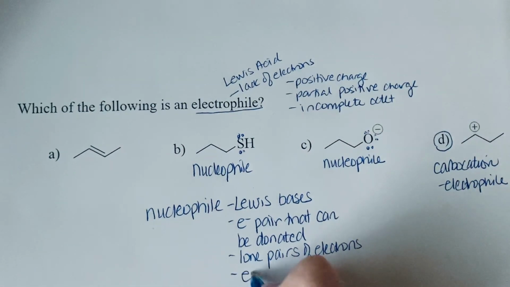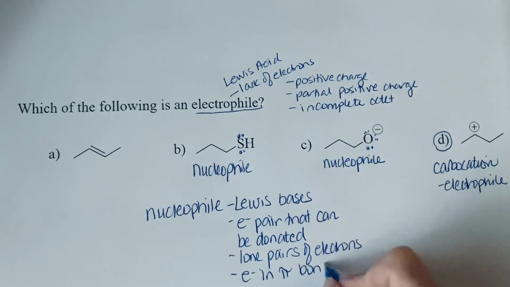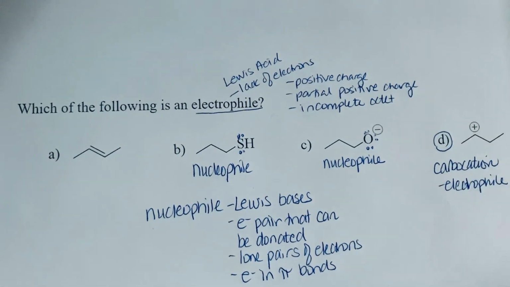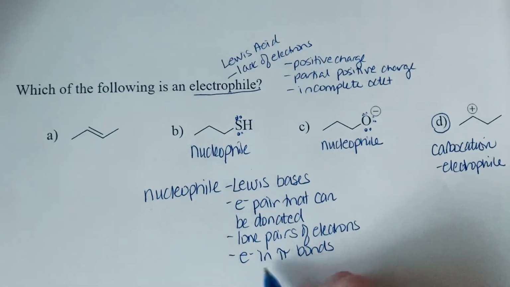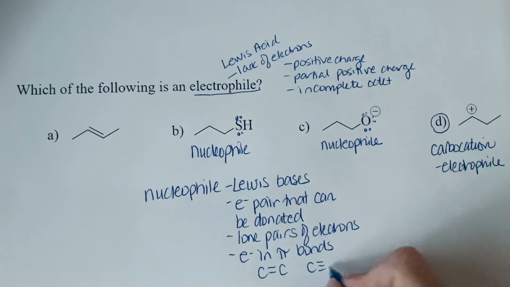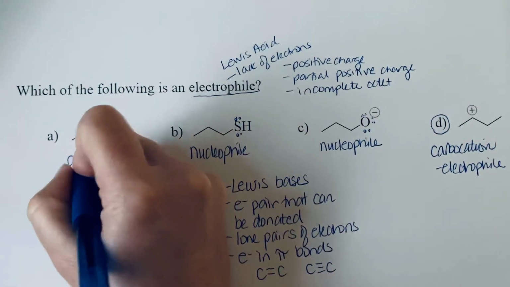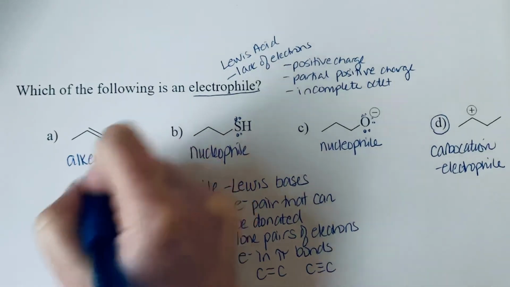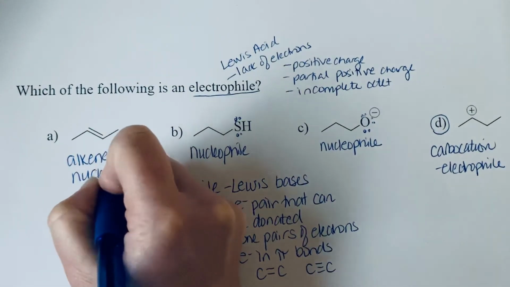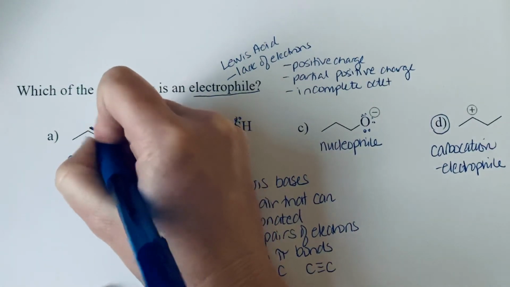Also electrons in pi bonds. Where we'll see this is carbon-carbon bonds. So we're going to see things like alkenes and alkynes can act as nucleophiles. And so this alkene then can act as a nucleophile. And specifically, we're talking about the pi bond.